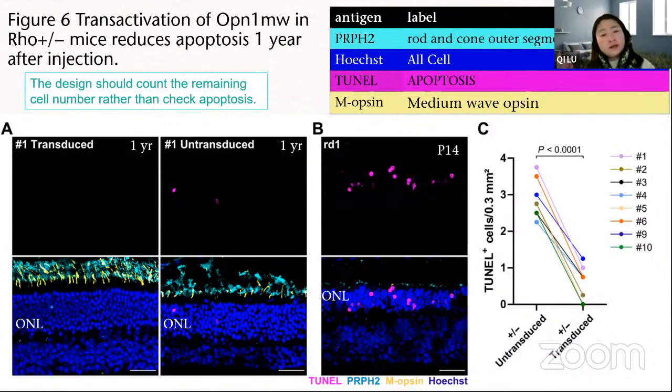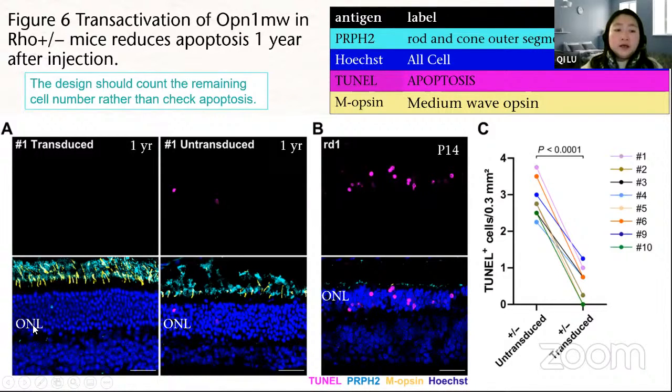They also checked the apoptosis condition, and for the control I chose the P14 RD1. This TUNEL assay is used in apoptosis studies, so there's dramatic apoptosis showing up in the RD1 retina. That means photoreceptors are actively dying at P14 in the RD1 mice.